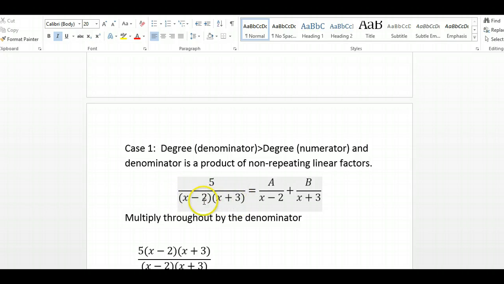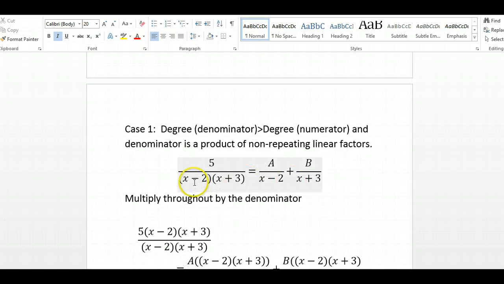And are any other factors repeating? No. So if we have this situation, when you have two linear factors that are non-repeating and the denominator has a higher power, you can simply split it up as something over the first factor plus another thing over the second factor. This is the simplest case, but it is pretty frequent. So let's learn how to do that.